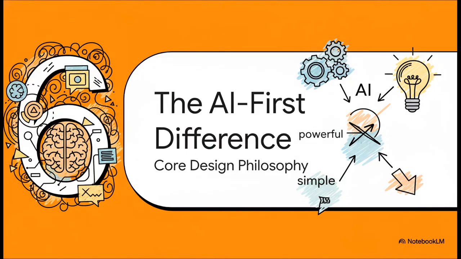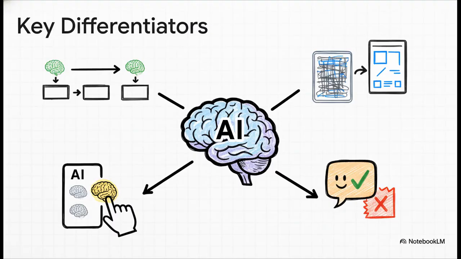So what's the big takeaway from all this? What's the crucial difference here? Well, according to the source, it all boils down to a fundamental difference in their core design philosophy. The source breaks this AI-first philosophy down into 4 key things, but the biggest one is this. AI isn't just some extra tool you call on at the end. It's actually woven into every single step of the process.